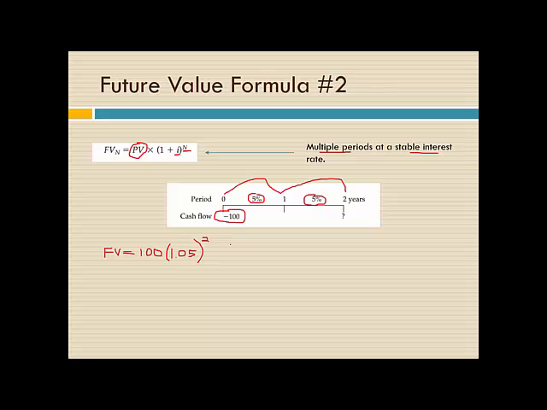And when we go to solve this problem, the first thing we're going to do is deal with that 1.05 and that exponent. So we're going to have 1.05 raised to the second, because it's 2 periods, and that gives us 1.1025. All right? And when we go back and multiply that times 100, in this particular investment, our final answer is $110.25.